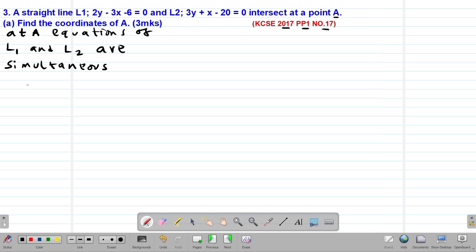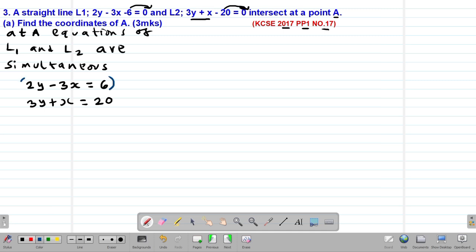The equation for L1 was given as 2y minus 3x minus 6 equals 0. I'll take 6 towards the right hand side so that it becomes a positive 6. Then the second equation for L2 is given as 3y plus x minus 20 equals 0. I'll take negative 20 towards the right hand side so that it becomes a positive 20. Now using the elimination method, I want to eliminate y.